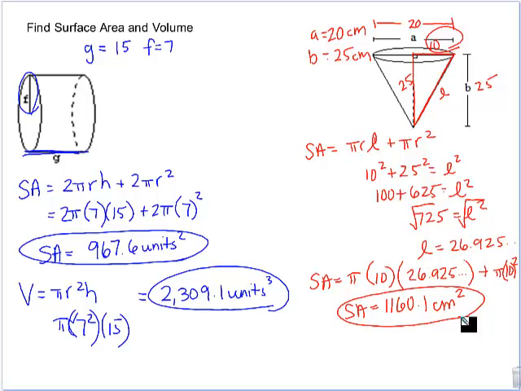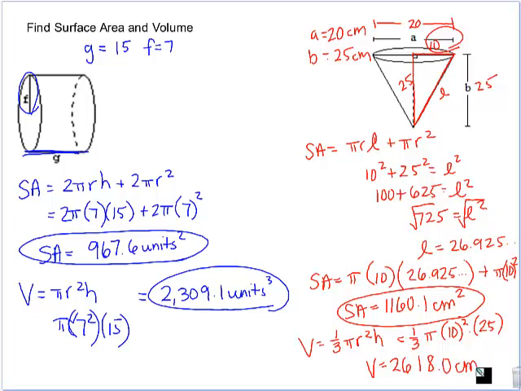All right, and then our formula for the volume of a cone is just 1/3 pi r squared h. So we have 1/3 times pi. Our radius is 10, so 10 squared times our height here is 25. So when we take 1/3 times pi times 10 squared times 25, we end up getting a volume of 2,618.0 centimeters cubed.